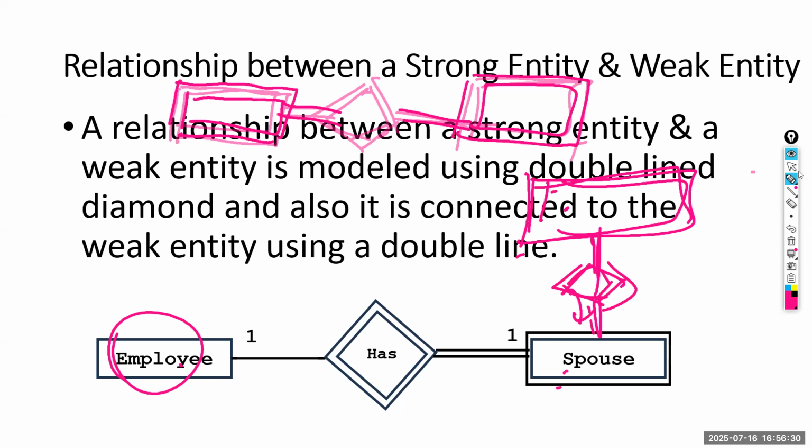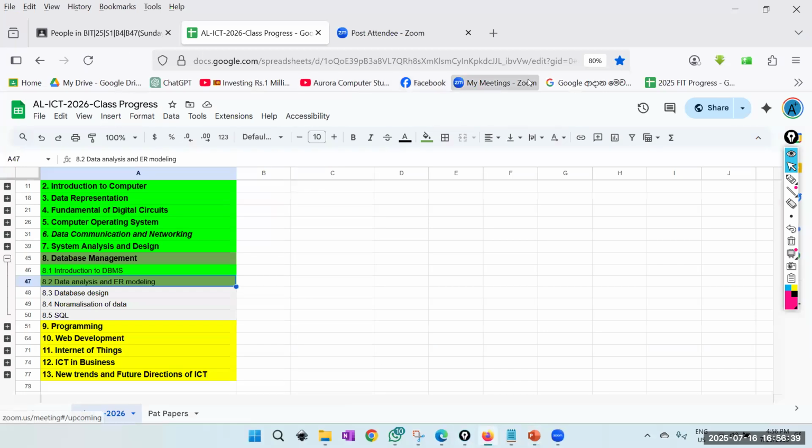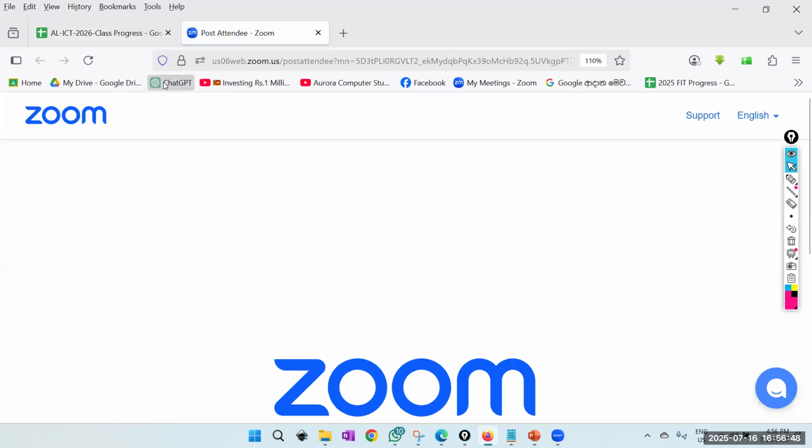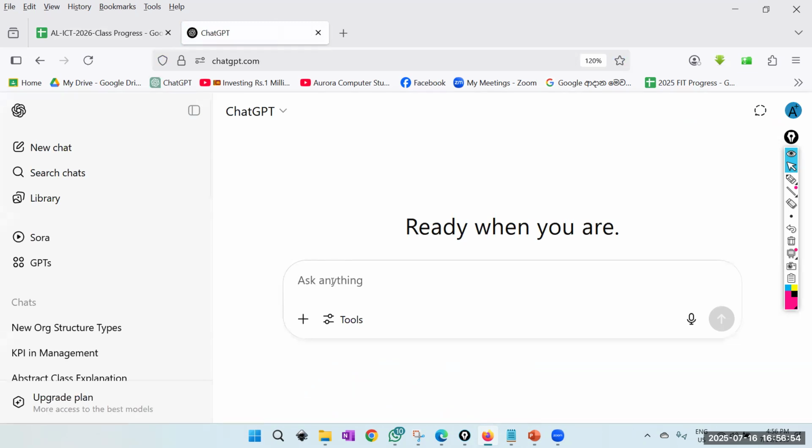Okay, shall we ask ChatGPT what kind of answer it gives? First, I will ask can. Of course, it might say yes, but it will say very rare. Can we have relationships with two weak entities in ER modeling?